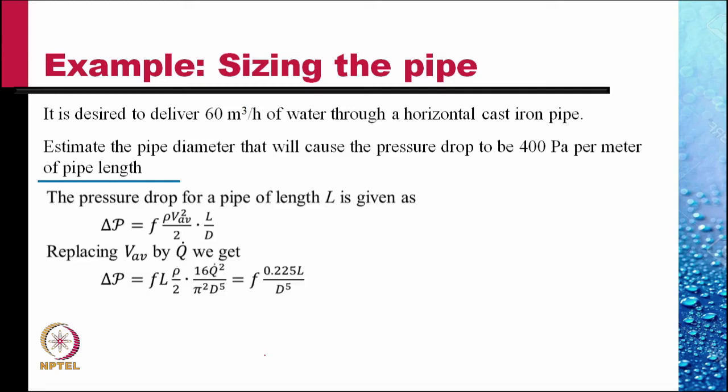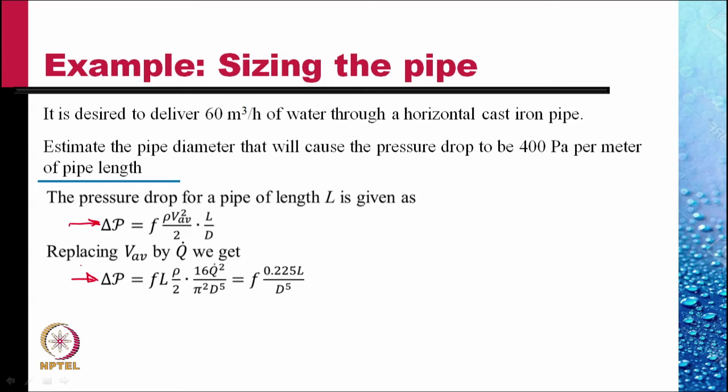The pressure drop for the pipe of length L is given by this formula, and replacing V average by Q dot. V average is Q dot divided by the area of the pipe, which is pi by 4 d squared. We get delta P in terms of Q dot, D and f.